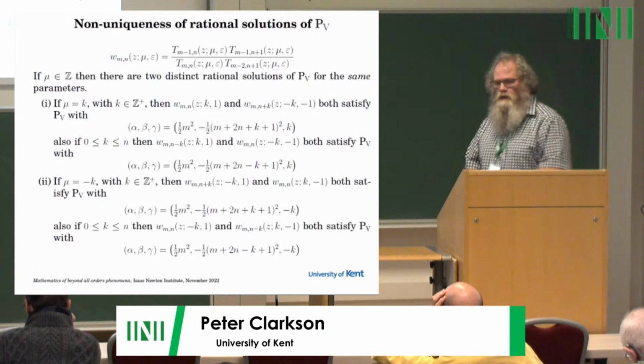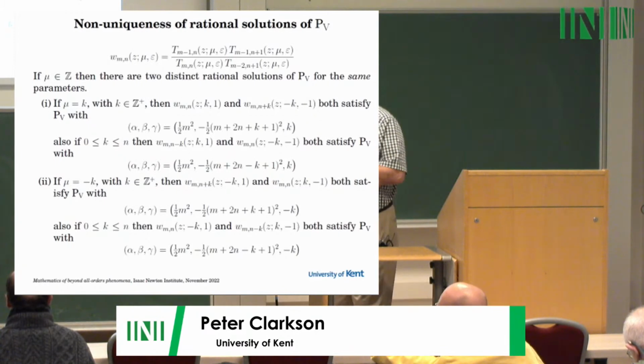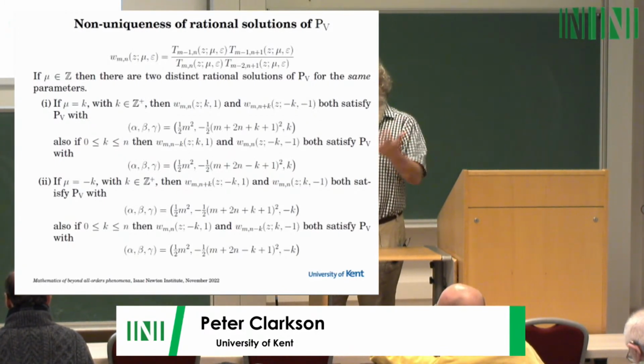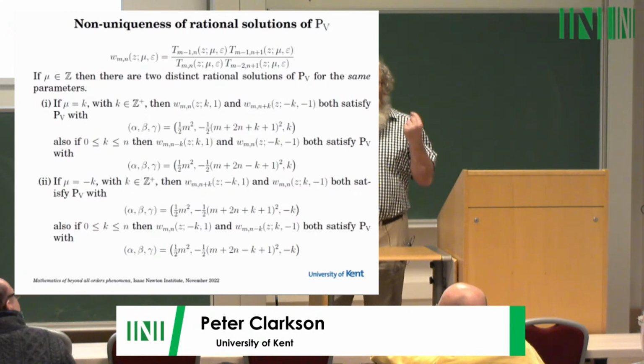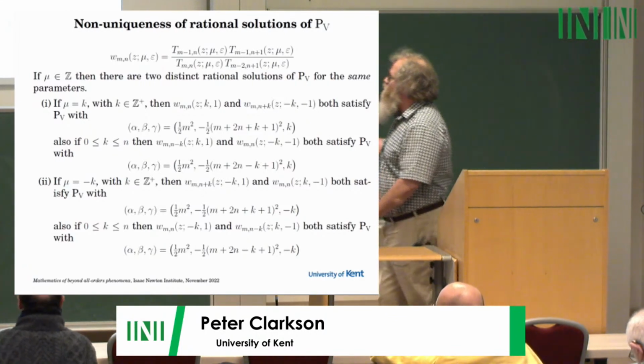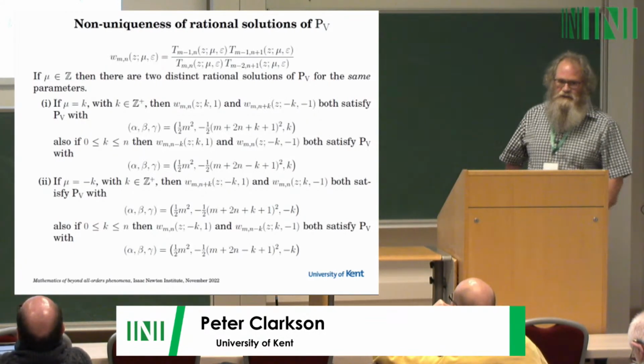There's also a non-uniqueness of the rational solutions. Now, in most cases, it's been thought that rational solutions of Painlevé equations are unique. So for one value of the parameters, there is one and only one rational solution. Well, this is not true for Painlevé V, and I've given some results here as to when you can actually get other ones. You actually have to take this parameter mu to be an integer, and then you can get some non-uniqueness of solutions.